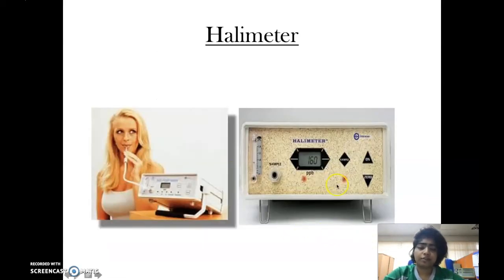As you can see in the picture, this is the Halimeter and this is how they use it. This machine measures the level of sulfide gases around the person's breath, but it has certain drawbacks in clinical application. Some of the common sulfides, such as mercaptan, are not easily recorded and can be misinterpreted in the test results.